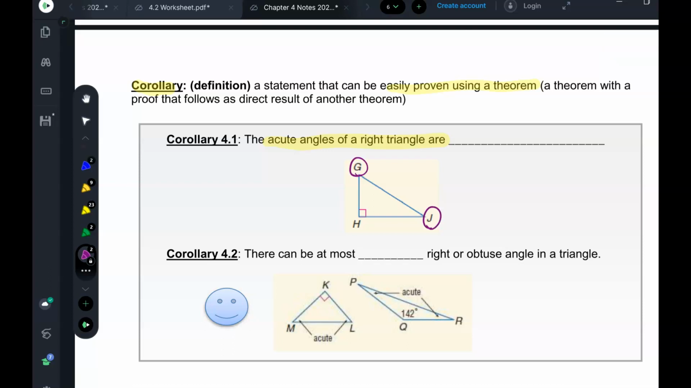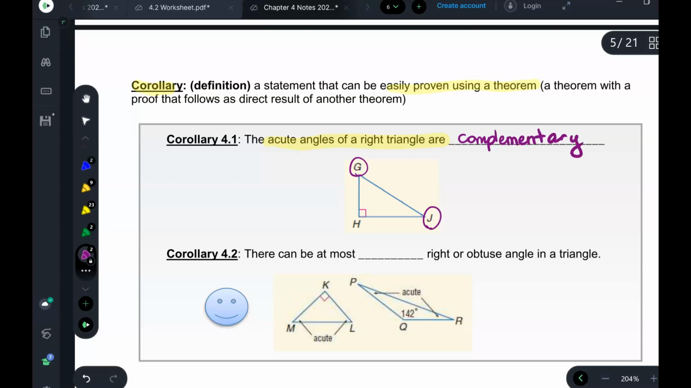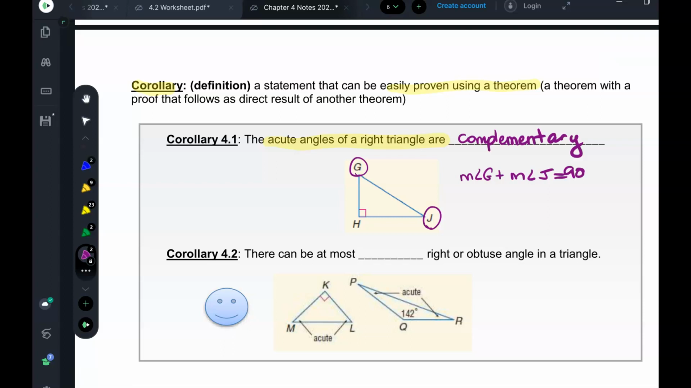Are they equal to each other? Not necessarily. They could be a linear pair. What do all three angles have to add up to? 180. And if one of them is 90, what do the other two have to add up to? 90. What do we call that when they add up to 90? Complementary. So we know these two angles have to add up to 90 degrees. Anytime we have a right triangle, the other two have to add up to 90.